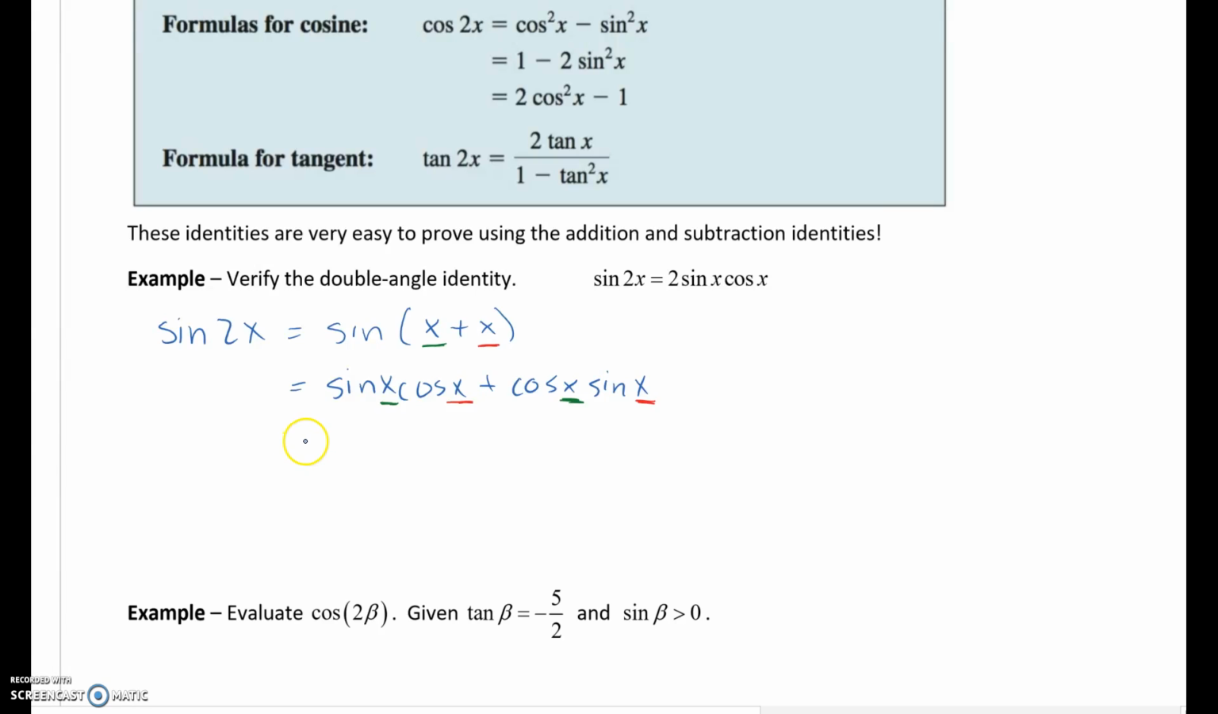Okay, so you have sine x cosine x plus, and then since multiplication is commutative, you could write this as sine x cosine x. And then sine x cosine x plus sine x cosine x equals 2 sine x cosine x. So we have proven that sine 2x equals 2 sine x cosine x. So that's one of the formulas.